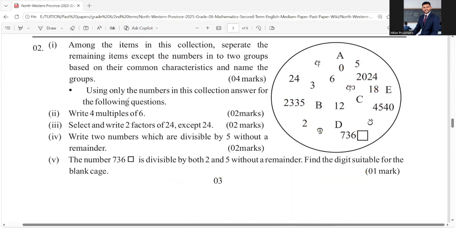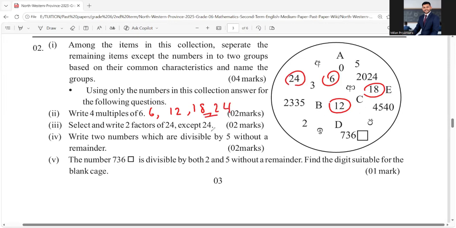Okay. Using only the numbers in this collection, answer the following questions. You have to answer this question using only the numbers, okay? Write 4 multiples of 6. Okay, you can take the multiples of 6 as 6. You can take 6. And you have 12. Let's see if you have 18. Yeah, we have 18. And we have 24. Okay, that's it.